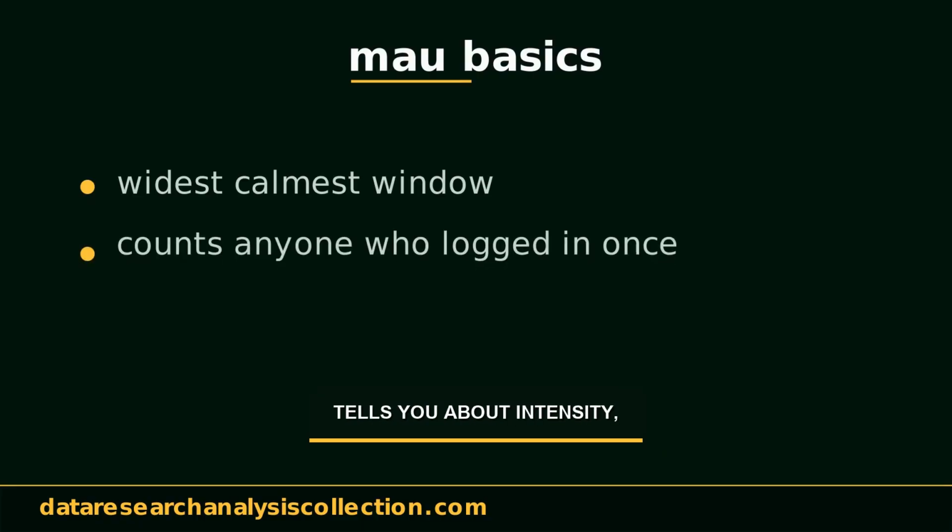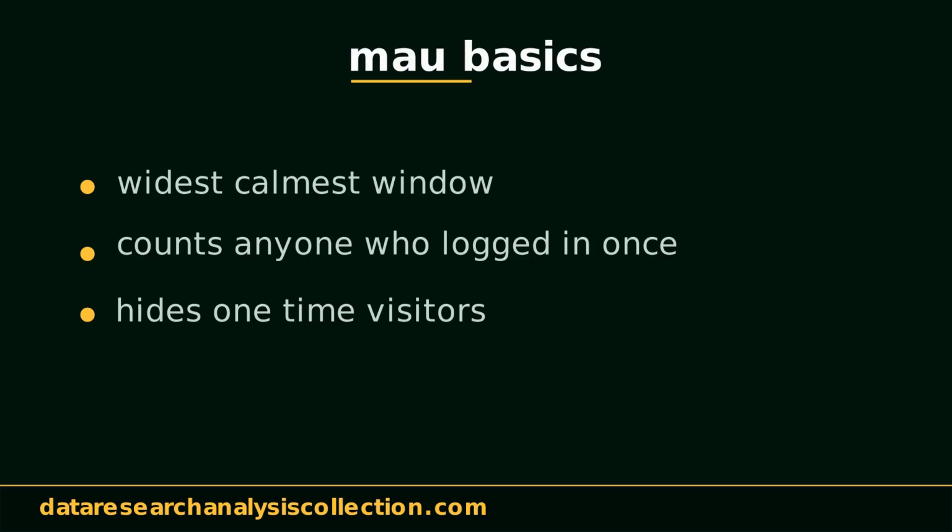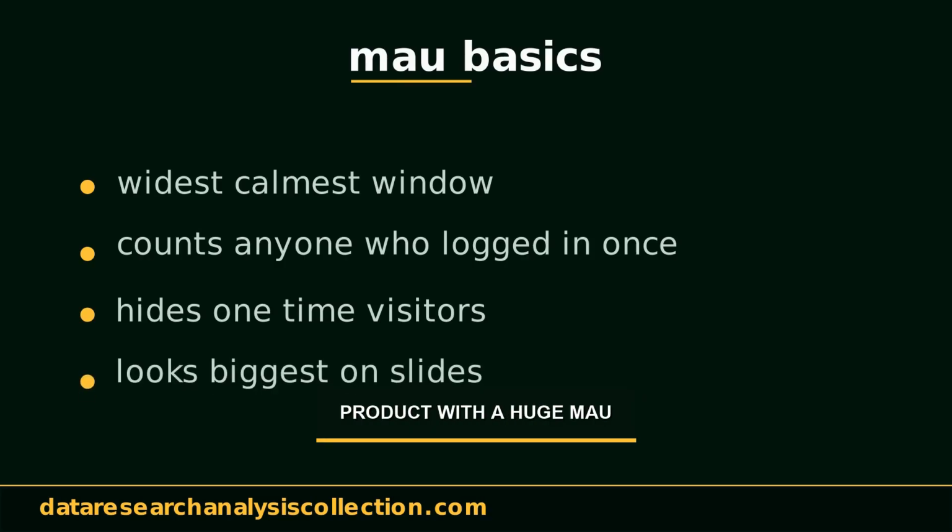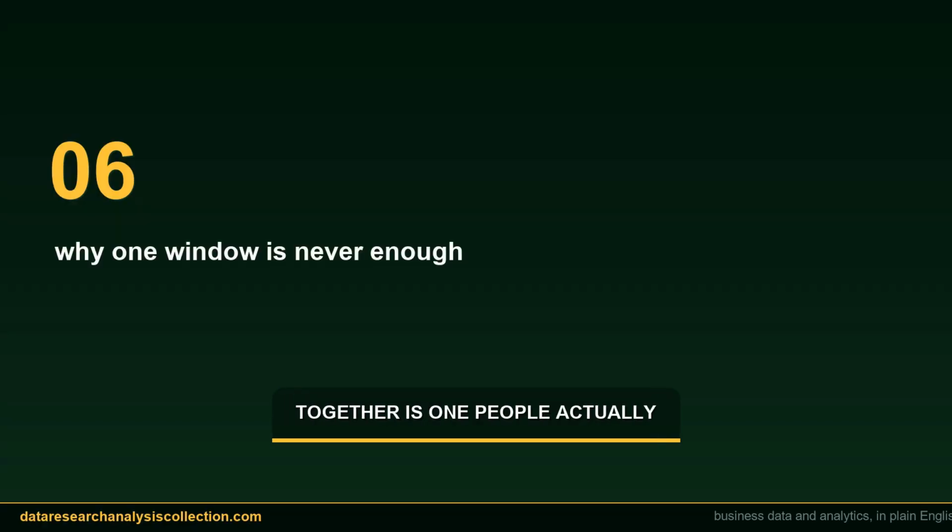The daily number tells you about intensity, the monthly number tells you about reach, and the gap between them tells you about habit. A product with a huge MAU and a tiny DAU is one people try and drift away from. A product where those two numbers sit close together is one people actually live in. You learn the most not from any single window, but from how they relate to each other.